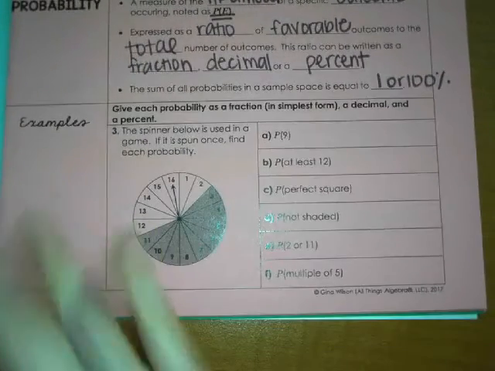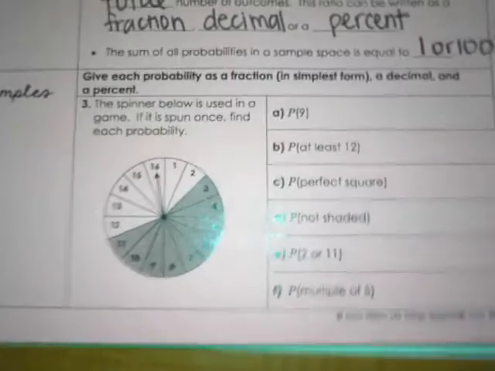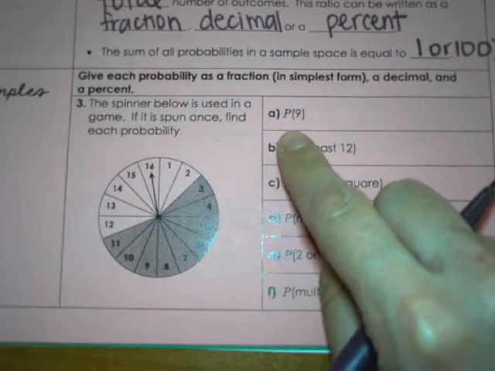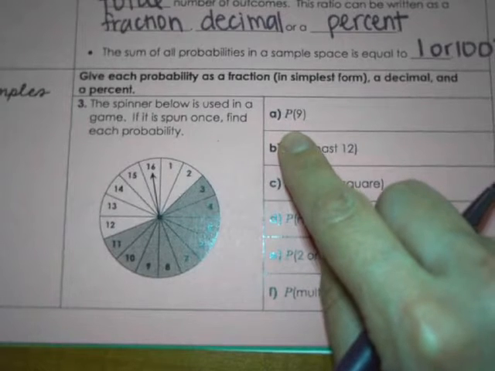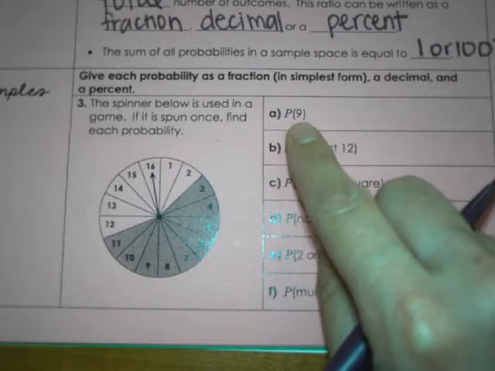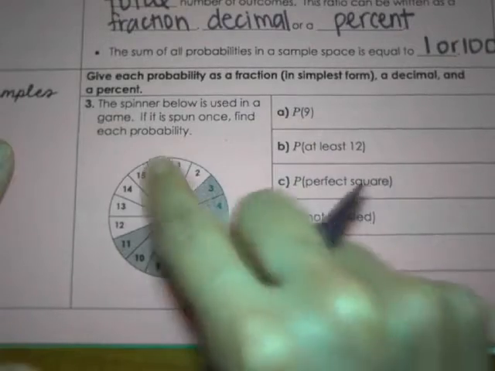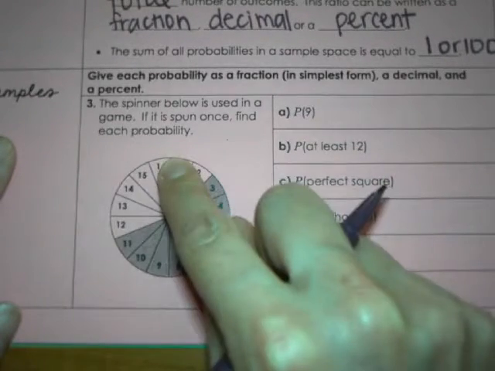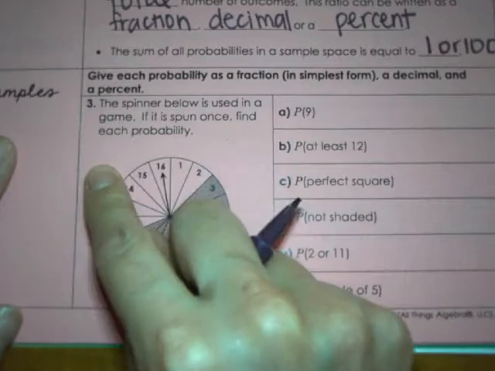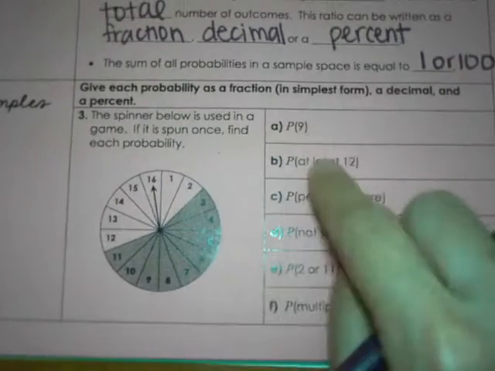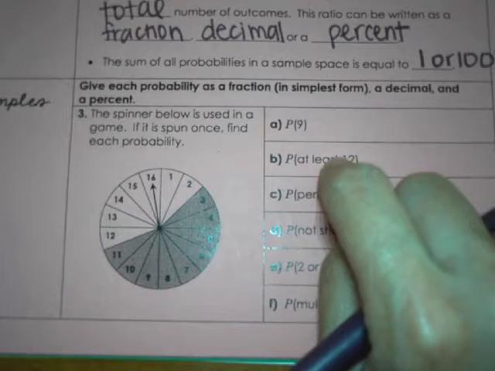All right, so we're going to do this example at the bottom. It's saying that I want the probability as a fraction in simplest form, a decimal, or a percent. We're not going to worry about decimals and percentages right now. We're only going to worry about fractions in simplest form. Understood? So if I want the probability of spinning a 9, when I look at this spinner, I notice that there are the numbers 1 to 16. No numbers repeat. Some are unshaded, some are shaded. So what would the probability of spinning a 9 be?